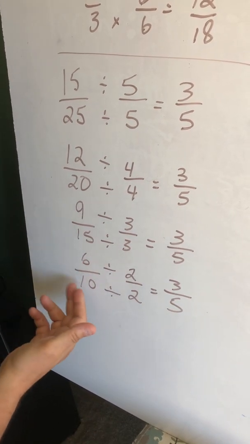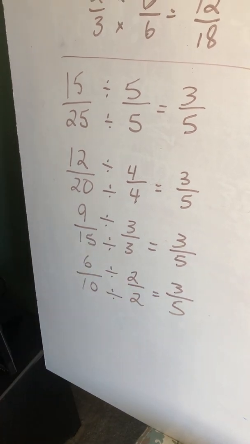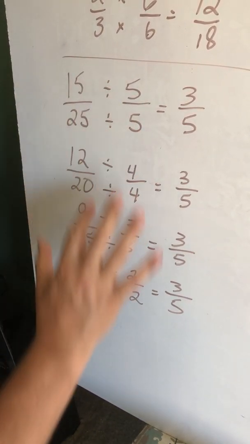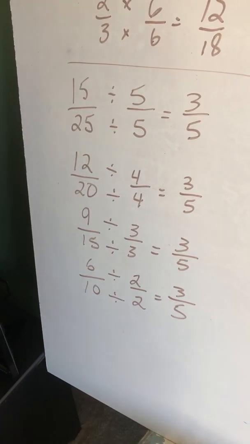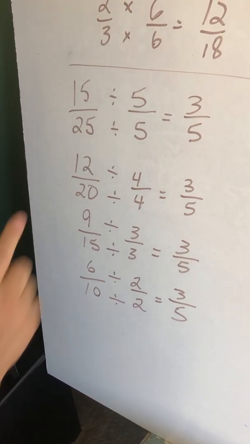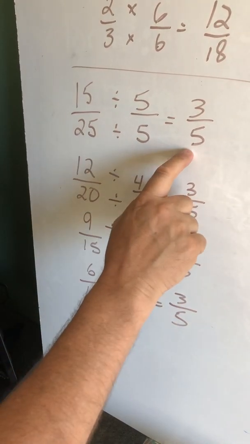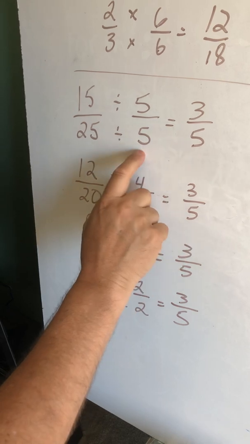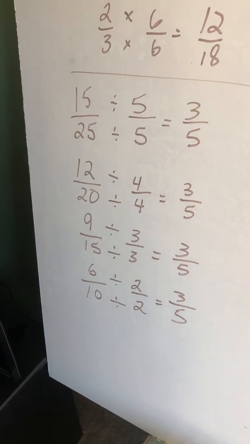And finally, 6/10 divided by 2 on the top and bottom, you also get 3/5. Okay? So this is a way, I wanted to show you this because this is how we make a fraction that's not in lowest terms into lowest terms: by dividing by the greatest common factor of both of these numbers. Okay?